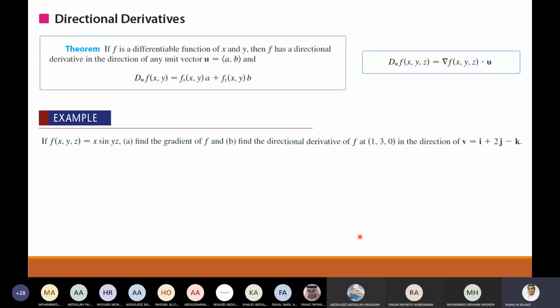I will leave the calculations for the coming lecture, how to find the direction of u, and we're going to talk more about this section here. Any questions here, guys? Okay.